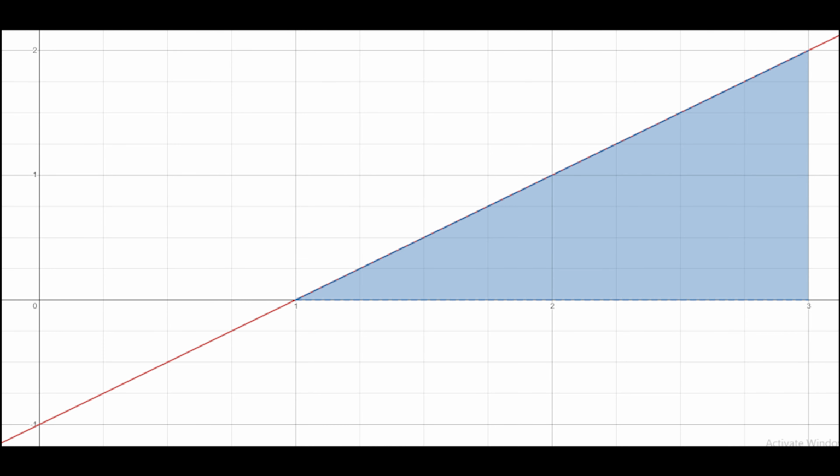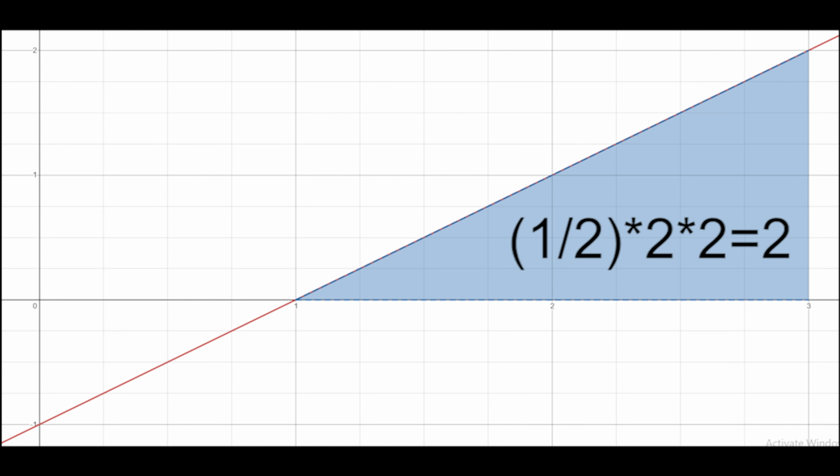The area is 1/2 the base times the height. And in this picture, the base of the triangle is 2, and the height of the triangle is 2, and 1/2 of 2 times 2 is 2. And so the area of that triangle is 2. And what that means is that the definite integral from 1 to 3 of x minus 1 dx is equal to 2. And so we're able to compute our very first integral by being able to compute the area of this triangle.